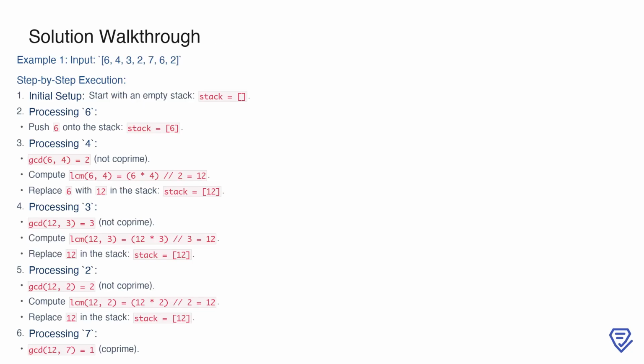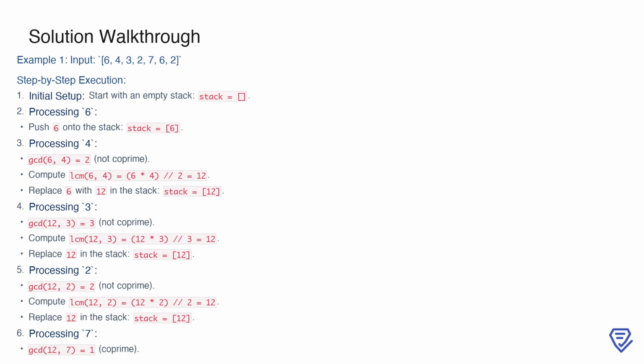In this first example, we start with the input array 6, 4, 3, 2, 7, 6, 2. The process begins by initializing an empty stack. When processing the first number, 6, we simply push it onto the stack, making the stack 6. Next, we process 4. The greatest common divisor, or GCD, of 6 and 4 is 2, which means these numbers are not coprime. Since they are not coprime, we calculate their least common multiple, or LCM, as 6 * 4 // 2 equals 12. We then replace 6 in the stack with 12, resulting in the stack 12.